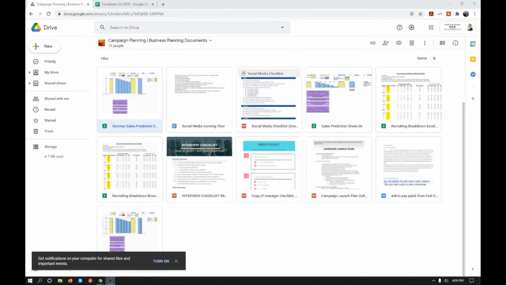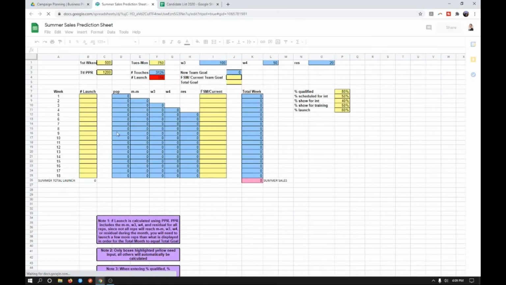Guys, I'm going to show you how to look at this whole entire folder. There's a lot of cool documents in here. This is what you're going to use to get your business plan organized. You need to go through all of them, right? But for example, I'm going to show you how to do this one.